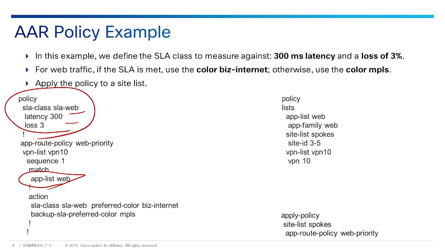Okay? So this policy defines that we're going to match an app list called web, right? And our preferred color is biz internet. So if we're meeting that requirement, we're going to send it out biz internet. However, if we fail to meet that requirement, then send it out MPLS. Okay? And by the way, just to reference this because these need to be referred to, we do have VPN lists here that we're looking at, VPN 10 traffic. And this policy is going to get applied to site IDs 3 through 5. And then again, we apply the policy.